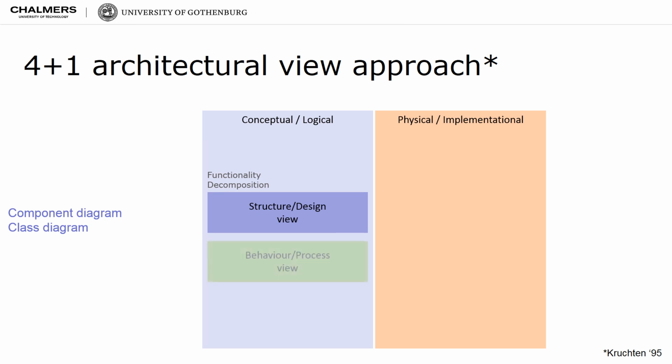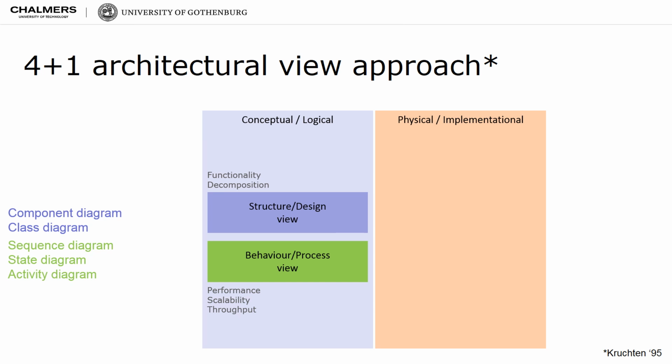Next, there's the behavior view. The behavior view deals with the dynamic aspects of the system. One perspective of behavior is the flow of information between system components. This perspective is typically described using sequence diagrams. Another focus of behavior can be on behavior that is part of individual components. For describing this, typically state diagrams are used.